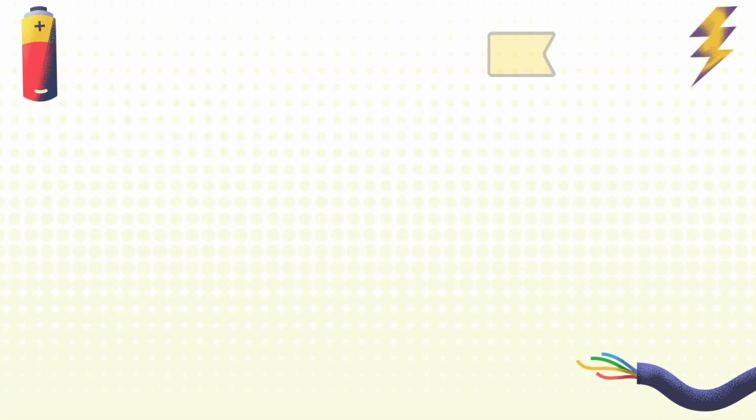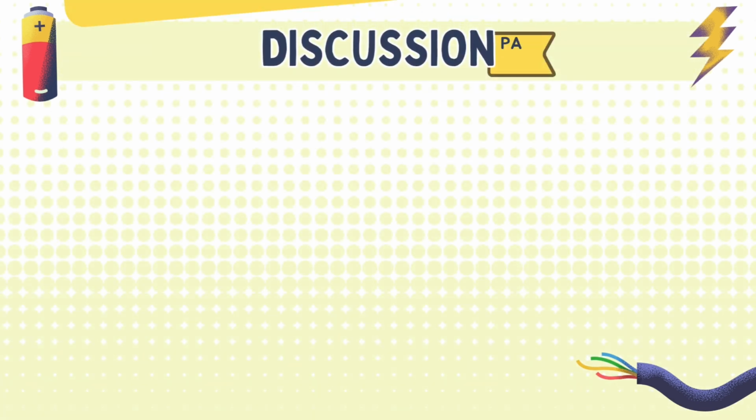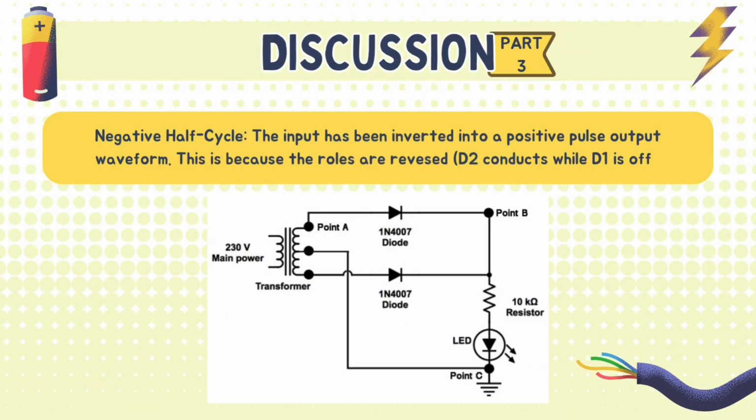It is observed that in the first positive half cycle, a positive pulse output signal is produced, meaning that diode 1 is forward biased and conducts while diode 2 is off. While in the negative half cycle, the input has been inverted into a positive pulse output waveform. This is because the roles reverse: D2 conducts while D1 is off.